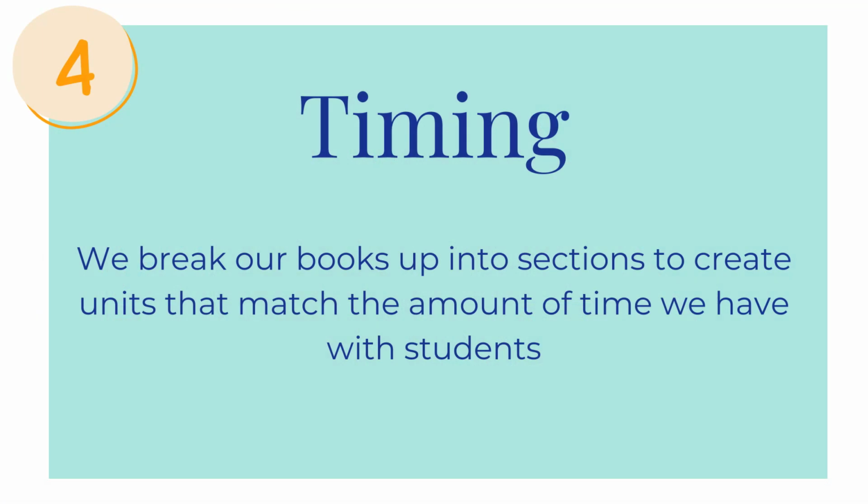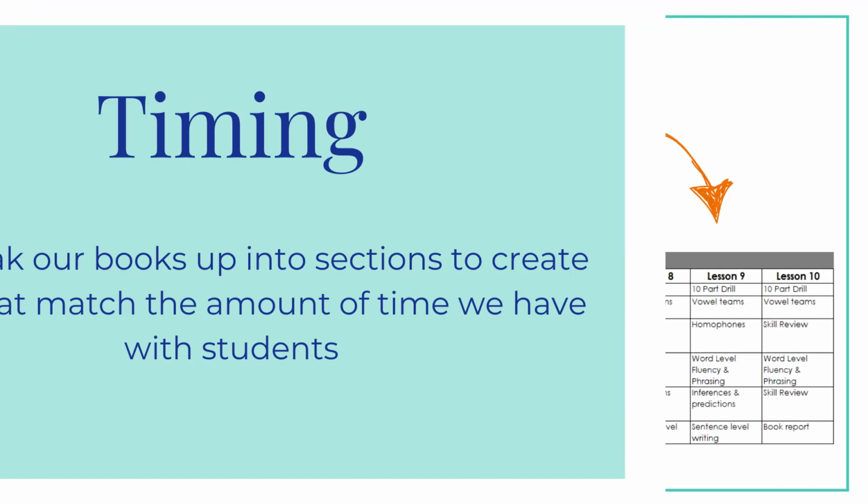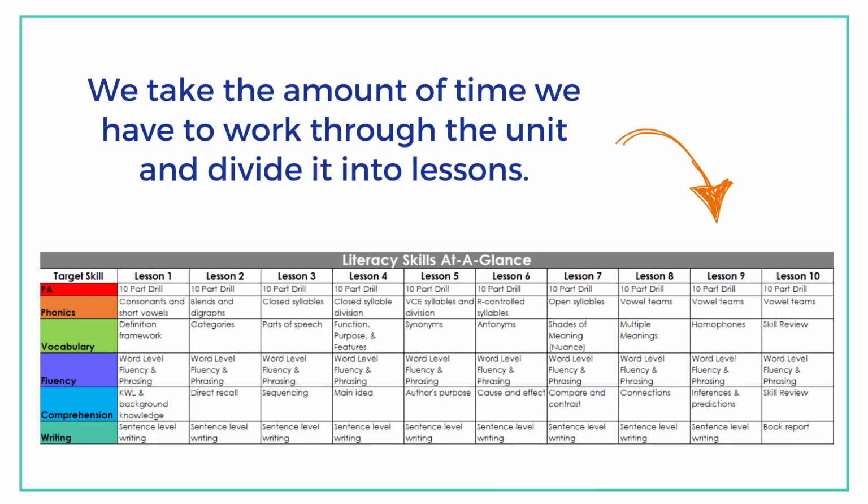So when we put our lessons together, we like to break our books up into sections or individual lessons that create units, essentially, that will match the amount of time that we have with our students. So, for example, if we know that we've got 10 weeks with our students and we are going to be targeting each of these different components within that 10-week framework, we're going to build our scope and sequence so that that stair-step progression that we talked about fits into the number of lessons that we have.